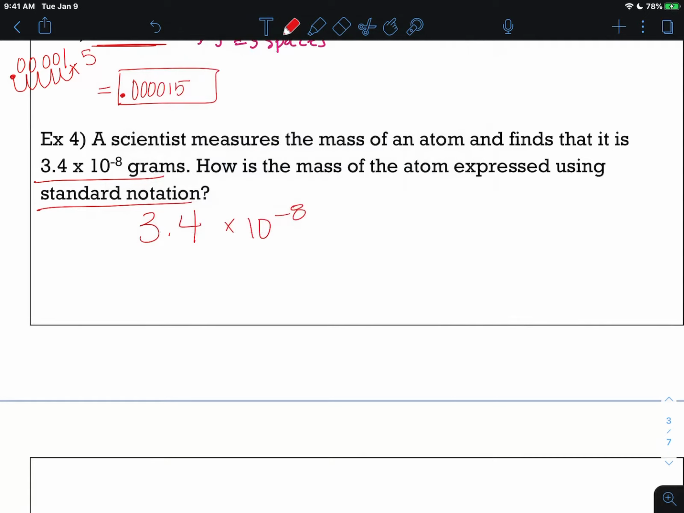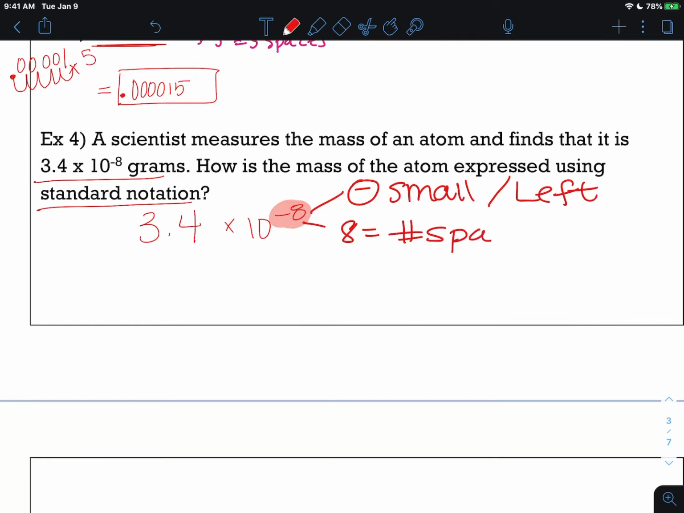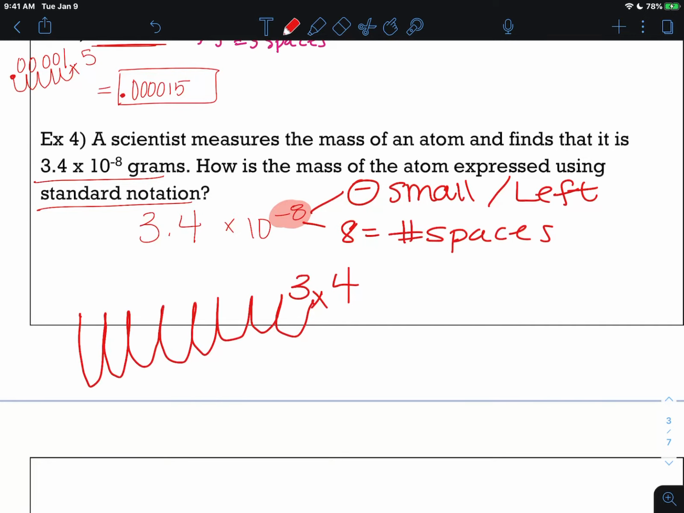All right, first things first. Let me look at that exponent, the number at the top. It's negative, so this is a small number, and it's also going to the left. 8 is my number of spaces. So let me copy my number over, and give myself a little bit extra room here. 3.4, put my X. Let's move 8 spaces to the left. 1, 2, 3, 4, 5, 6, 7, 8. All right, here is my new decimal point. 1, 2, 3, 4, 5, 6, 7. I'm starting to notice a pattern here.